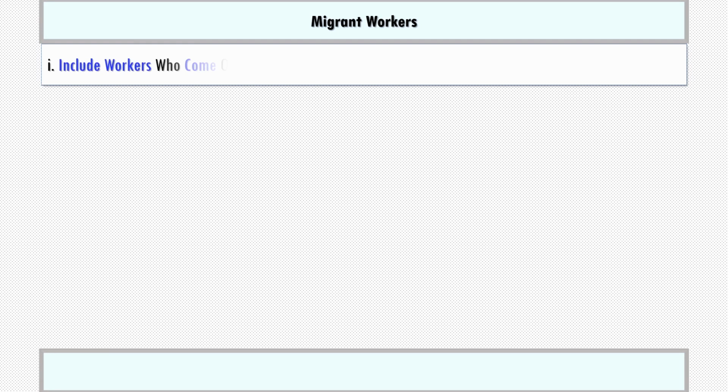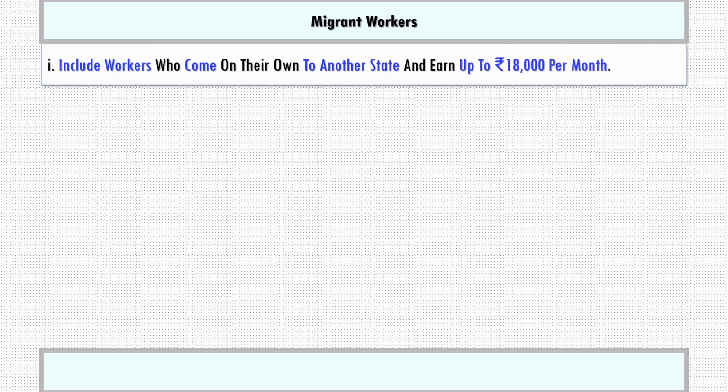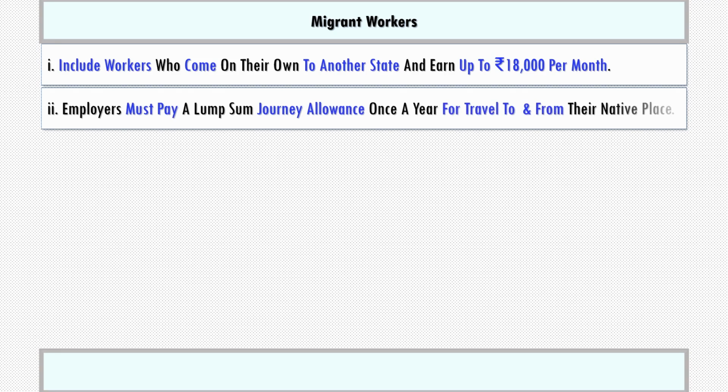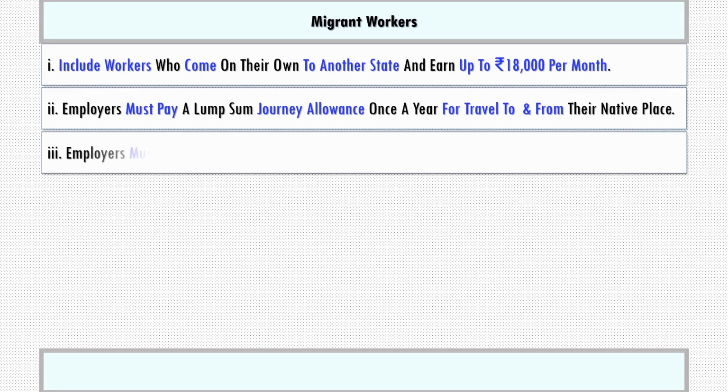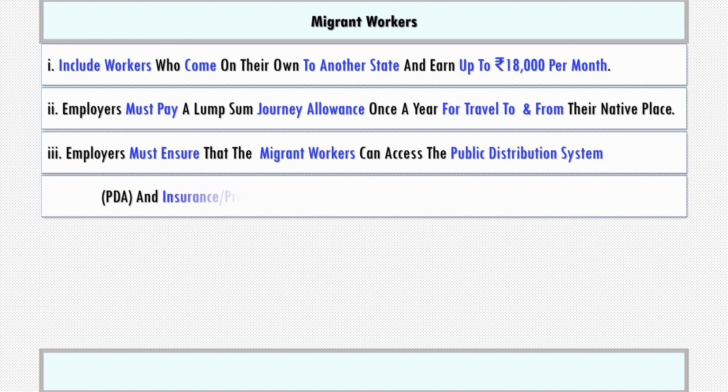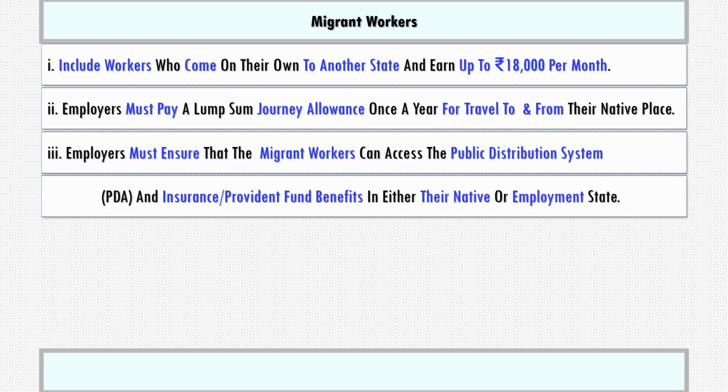The code makes special provision in respect of migrant workers. Migrant workers include workers who come on their own to another state and earn up to rupees 18,000 per month. Employers must pay a lump sum journey allowance once a year to migrant workers for travel to and from their native place. The employers must ensure that the migrant workers can access the public distribution system and insurance and provident fund benefits in either their native state or in the employment state.